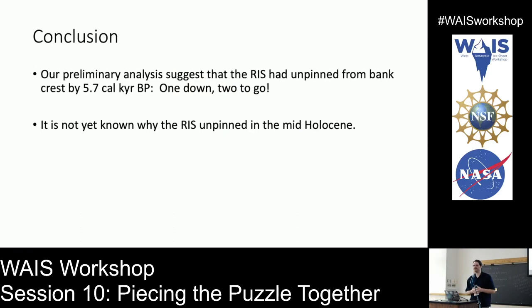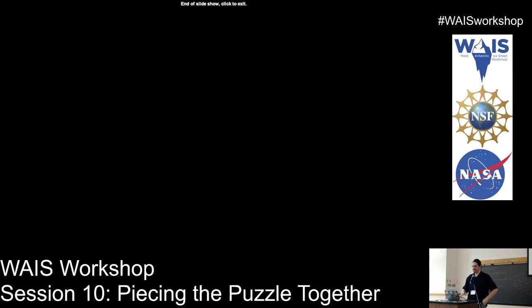So our conclusion, based on these preliminary results, is that the Ross ice shelf had to have unpinned from Ross Bank by approximately 5.7 thousand years ago. And it's not yet known why it did unpin in the mid-Holocene. Thank you for your time.